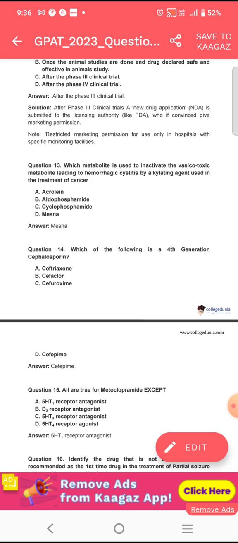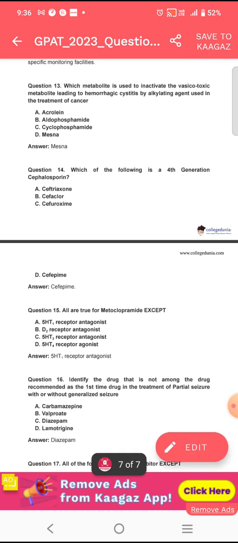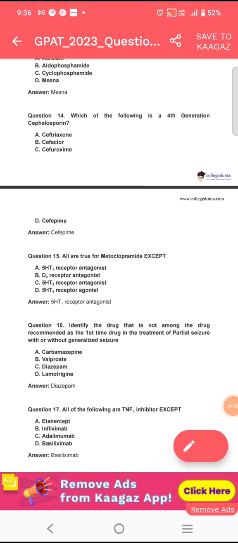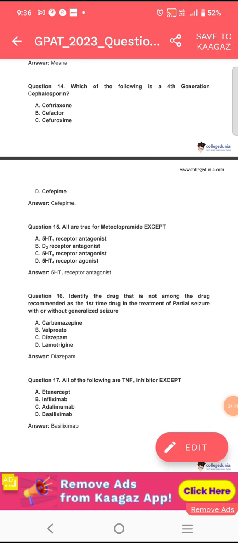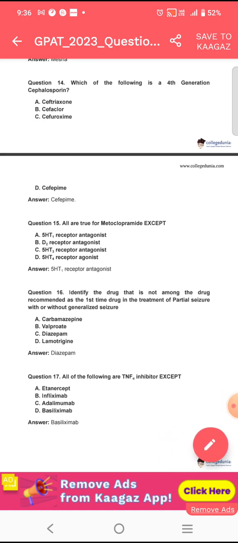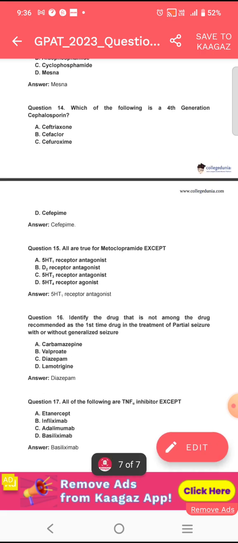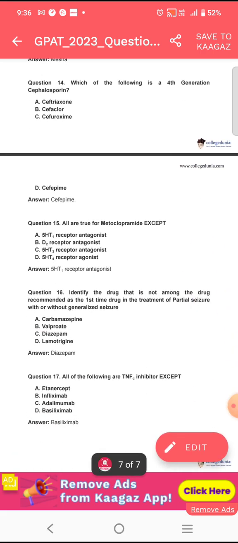All are true about metoclopramide except: it is a 5-HT1 receptor antagonist, D2 receptor antagonist, 5-HT3 receptor antagonist and 5-HT4 receptor antagonist. That is a 5-HT1 receptor antagonist. I will be discussing 20 questions, and apart from this I will share the PDF and you should study among the pages.